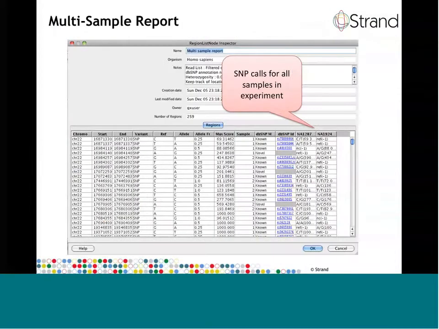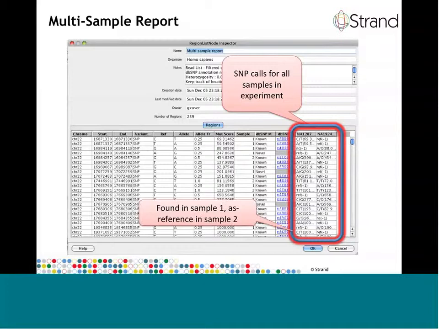In the case that an experiment contains multiple samples, a special SNP report is created that represents each of the positions for which at least one of the samples showed a SNP or an indel, and the call that was made for each of the samples.